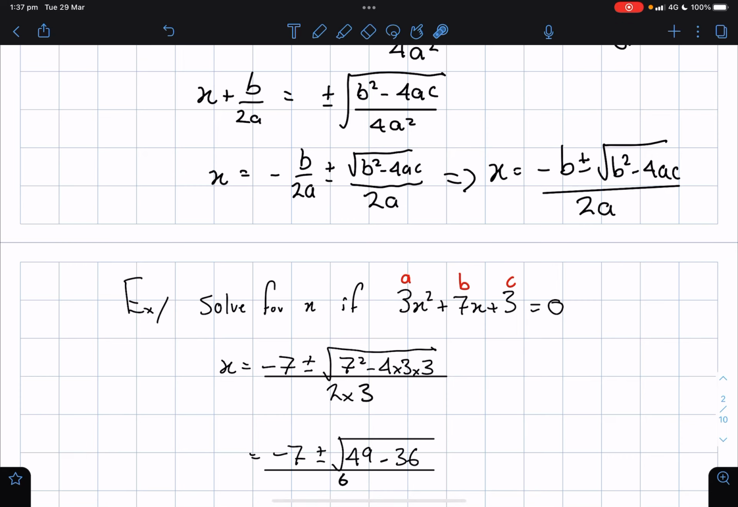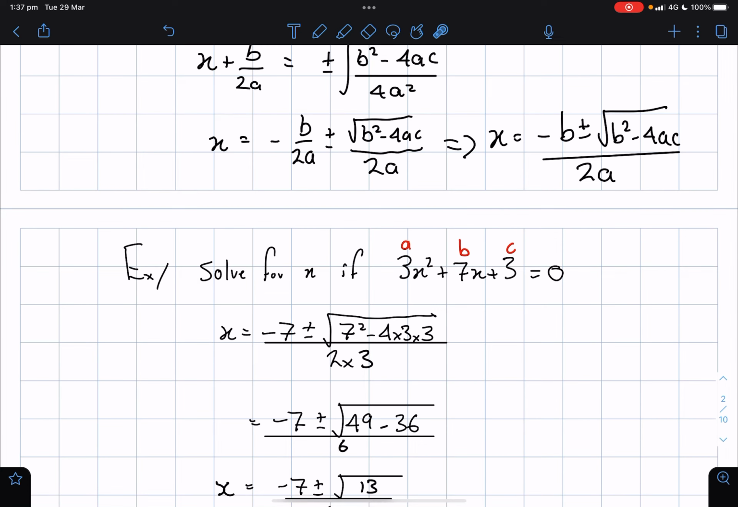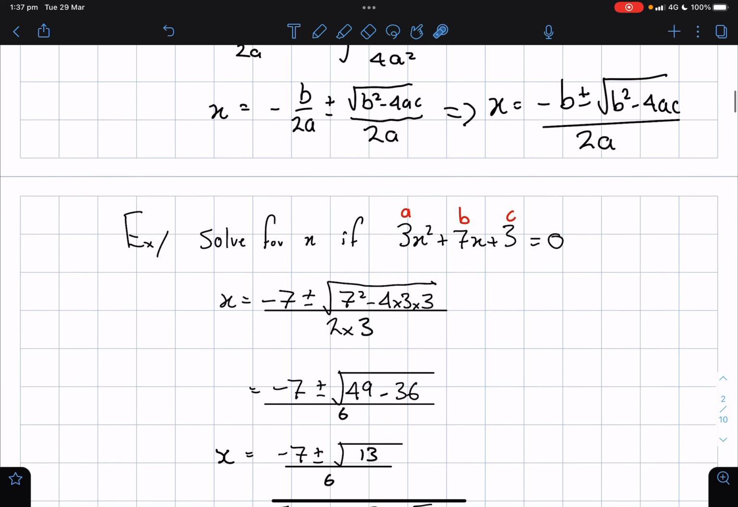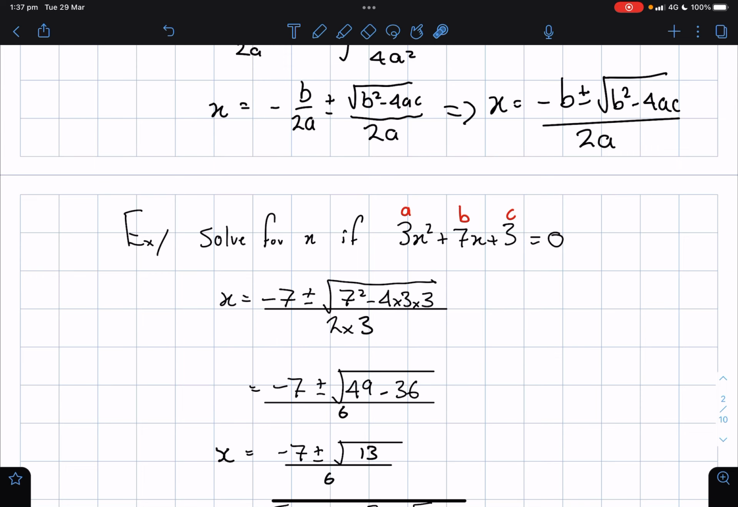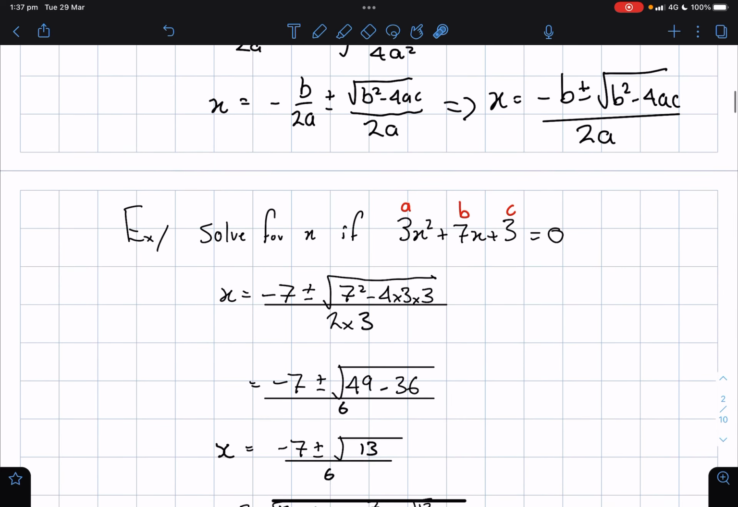So negative 7 plus or minus the square root of 7 squared, which is 49, 4 times 3 is 36, and we've got the negative sign left there. And 2 times 3 is 6 as well. Solving inside that surd, 49 take 36 is 13. So we're left with negative 7 plus or minus the square root of 13, over 6.